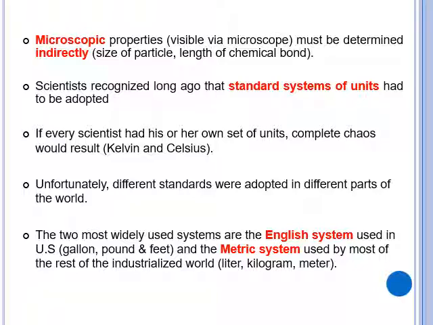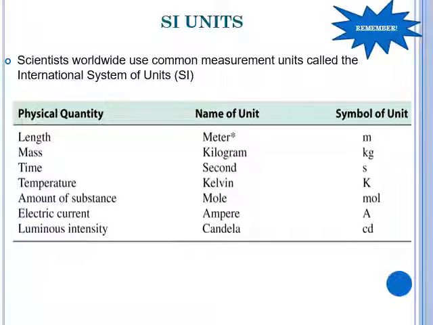There are two types of systems that are normally adopted. One is the English system; for example, in the US they use gallon, pound and feet. The other is the metric system, which is used in most of the rest of the world, like in the UK and so on, with liter, kilogram, meter and so on. So these are the SI units.